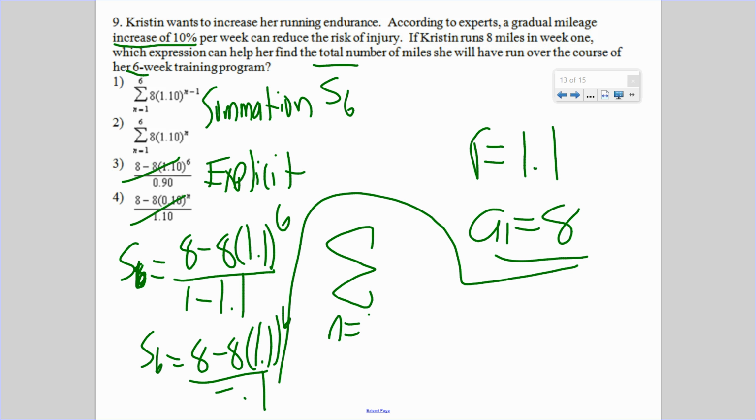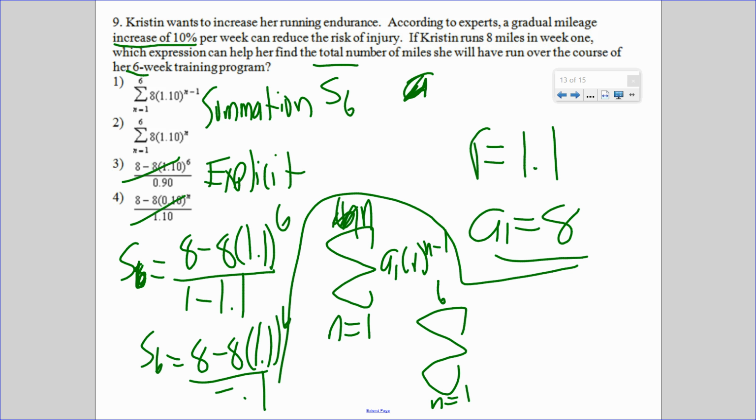So now I'm going to do it using summations. N equals 1 to 6. And I use the sequence formula, which is A1. Let's just write the formula first. It's just A1 R to the n minus 1. So it's going to be the sum from n equals 1 to 6 of A1, which we said is 8, times R, which we said is 1.1, to the n minus 1. And there it is.